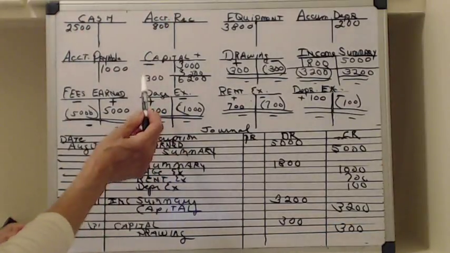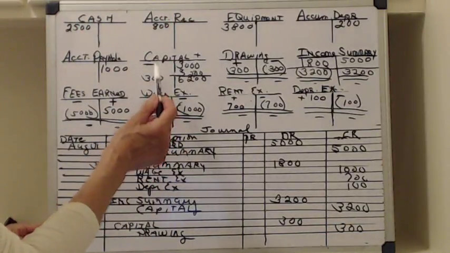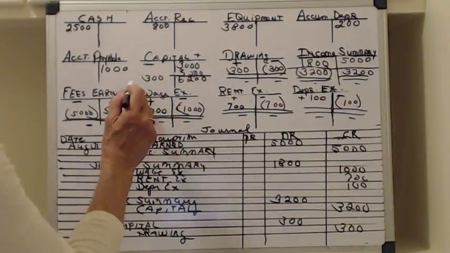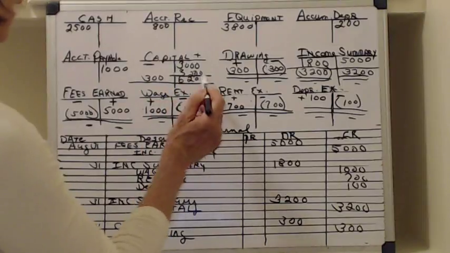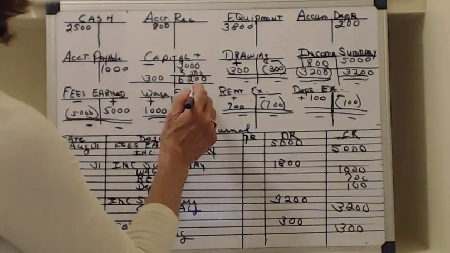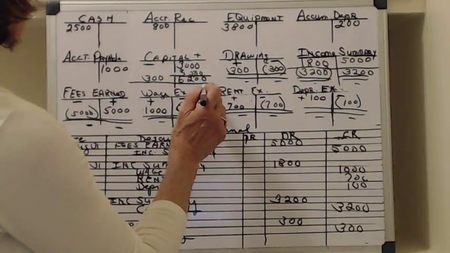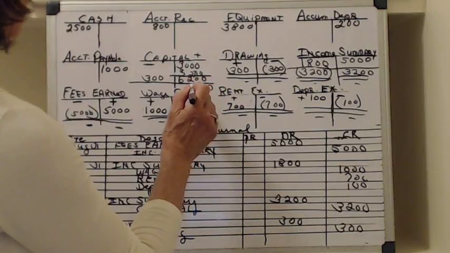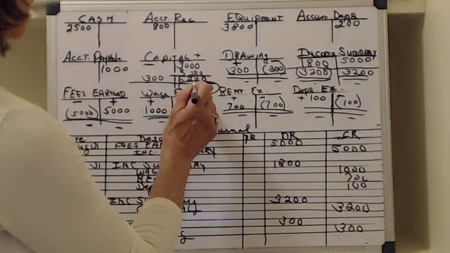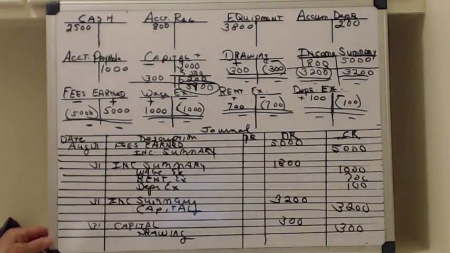Now, I need to update my Capital. So I have a $6,200 credit and a $300 debit. So I'm going to subtract 300 from 6,200. So that would be 0, 0, 9, and 5. $5,900 would be the new Capital balance.